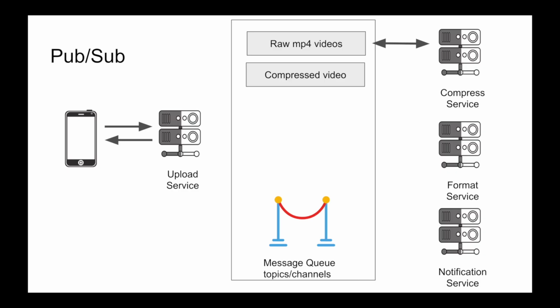All right, it's a topic. So it doesn't really know who's going to consume it. The upload service didn't know that the compressed service was going to consume it. And that's the decoupling that we talked about. Just decouple everybody from each other. The format service is now subscribed to the compressed video topic, and it will get it immediately. Whether it's push or long polling, whatever.